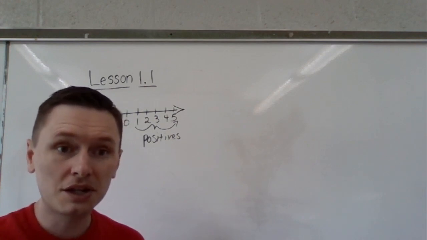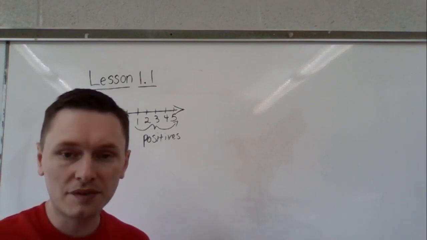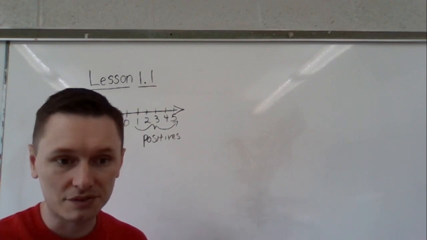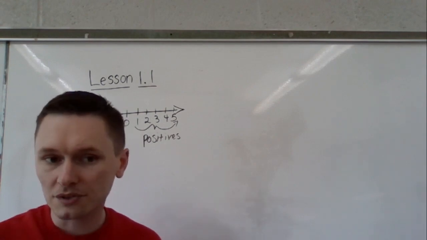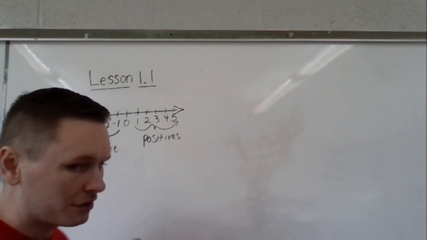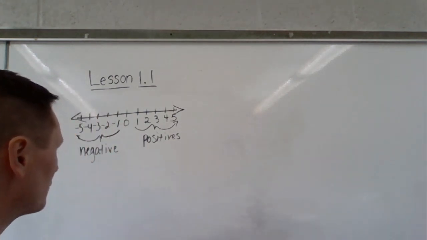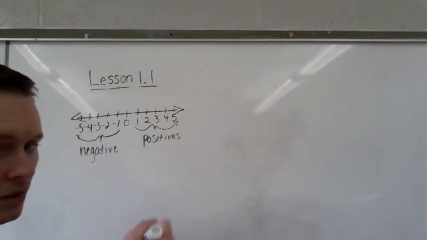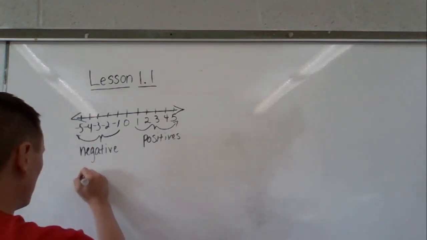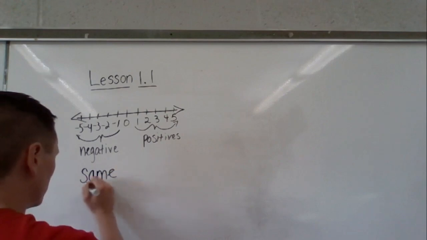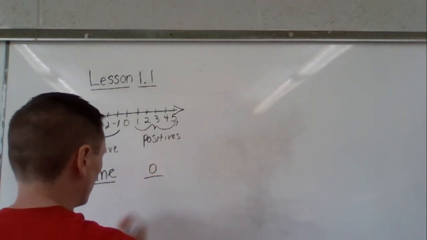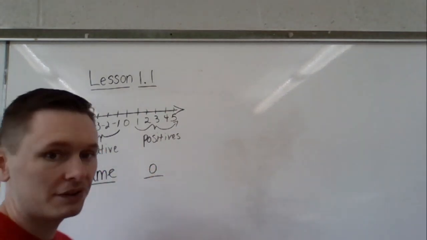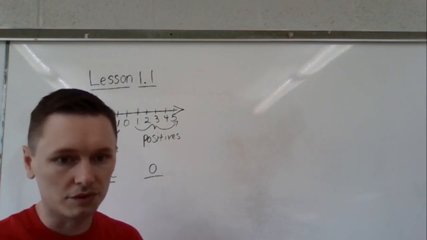All right, so the next thing we need to understand, we said we're identifying integers and their opposites. So opposite numbers are numbers on a number line that are the same distance from 0, but on different sides of 0. Okay, so they are the same distance from 0, but on different sides of 0.